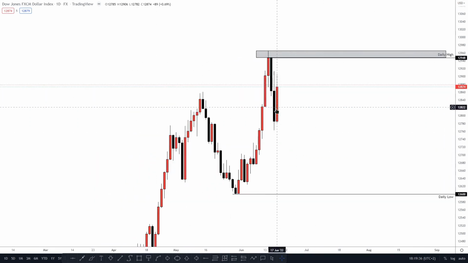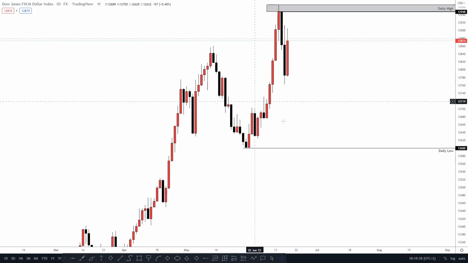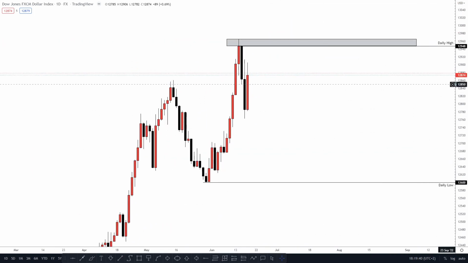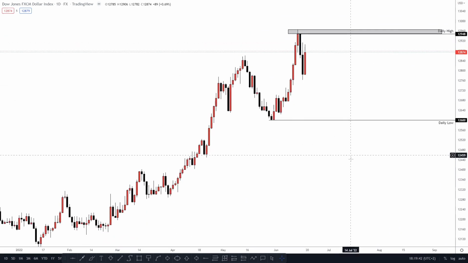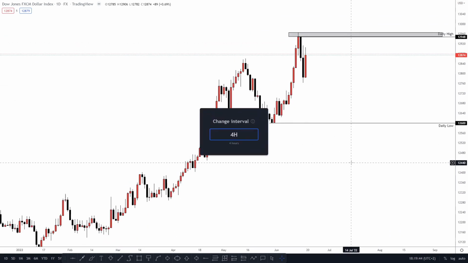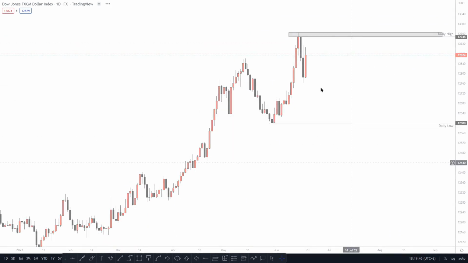Price still remains bullish on daily. As you can see, we have our daily higher low and our daily higher high. But then let us move to 4H and see what the market has for us on the 4-hour time frame.